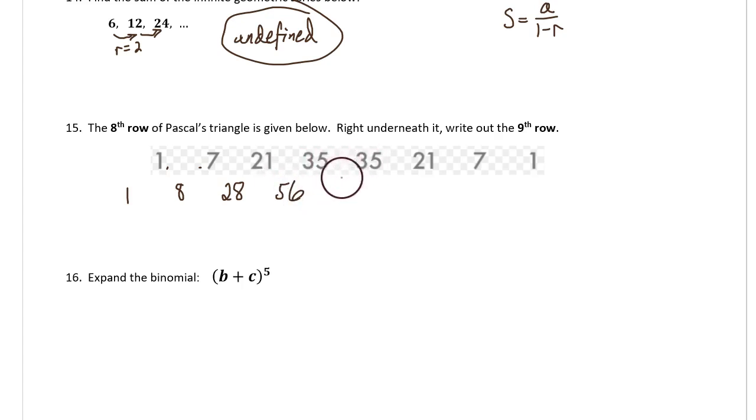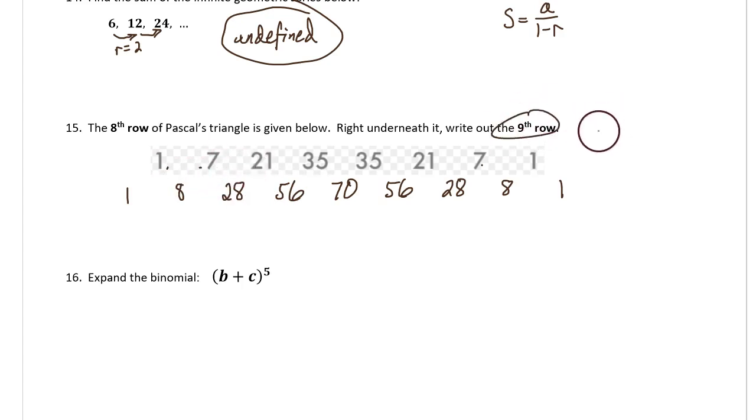Then 35 plus 35, that's 70. 35 plus 21 is 56. 21 plus 7 is 28. 7 plus 1 is 8. And then you end the row with a 1. Notice how I'm writing down the sums kind of in between the numbers above which generated the sum.